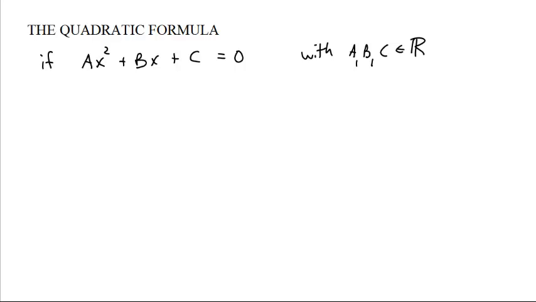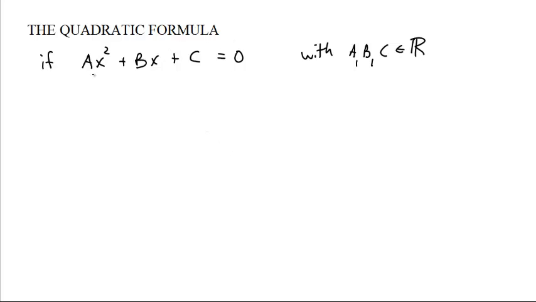Okay, I'm supposing you've seen this before, but I'm supposing also that you've never really seen the proof of this before. The quadratic formula. Suppose we have an equation: a times x squared plus b times x plus c equals 0. A, b, and c are real numbers. They're constant. They're not going to change. X is a variable. We want to know what value of x makes this whole thing true.